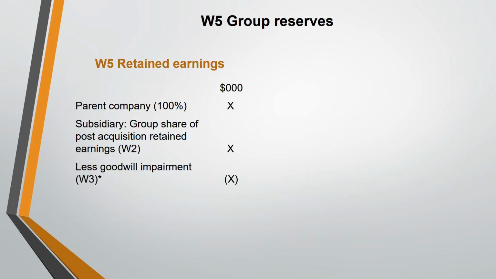If there is any goodwill impairment, remember, only the parent's goodwill impairment you will deduct now, from working number 3. Only the parent's, not the NCI's. NCI you have already taken in NCI.